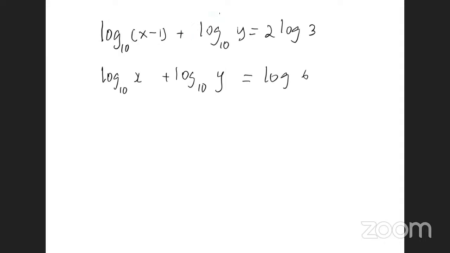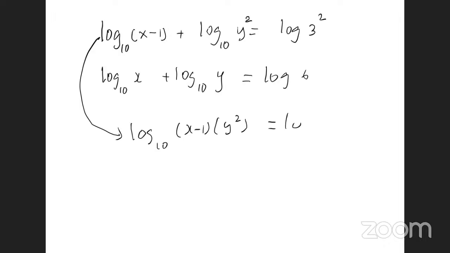Right, so write y squared. What about this 2 here? Where to write it? Nice. So if I take this equation here, it becomes log to the base 10 of x minus 1 by y squared is equal to log to the base 10 of 3 squared. What do I do now? Since I have log 10 on both sides, we can drop off the logs. That is your equation 1.